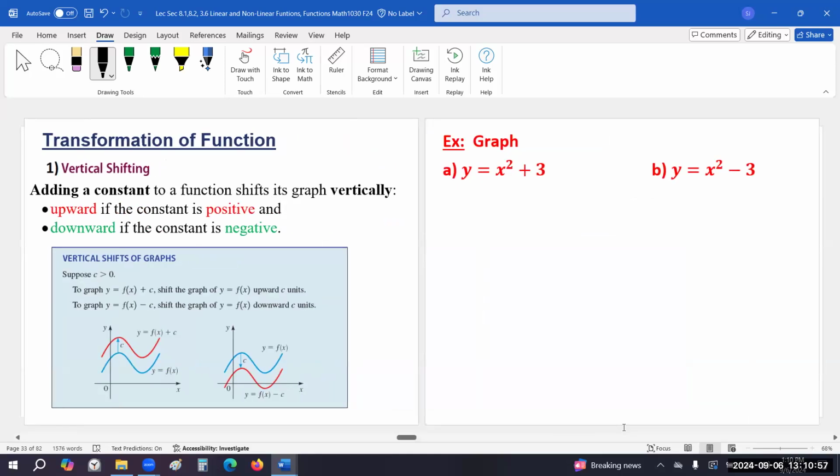For example, here, y equals x squared plus 3. We see our original function, x squared. That's the original one. And then we have a plus 3 extra. Because it's an extra number, it's a vertical shifting. Plus means what? Up 3. And -3 means down 3. So remember, vertical happens when you have an extra number after the function.